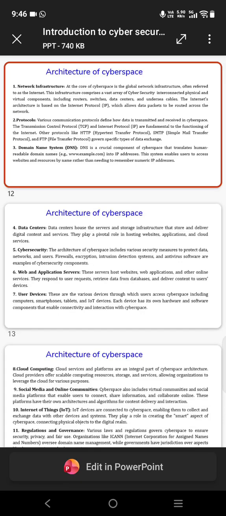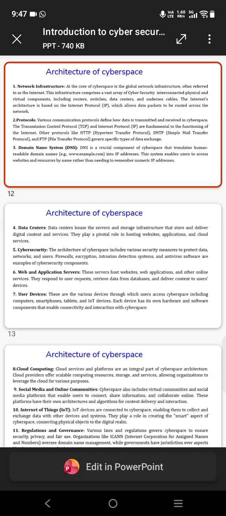Today let us see about the architecture of cyberspace. We have already seen some basics about cyberspace. We know that it is a virtual environment over which computer communication takes place. Or we can define cyberspace as computer networks. Mainly we refer to cyberspace as a computer network, and it is designed electronically to help with online communication. All those things we have already seen.